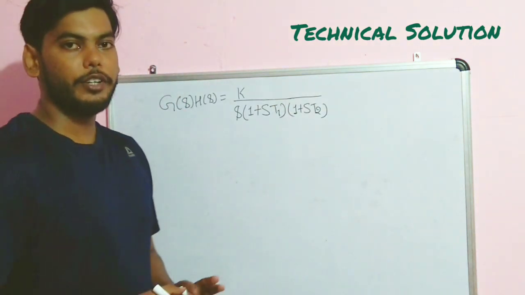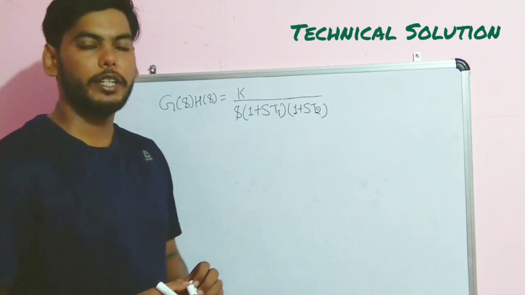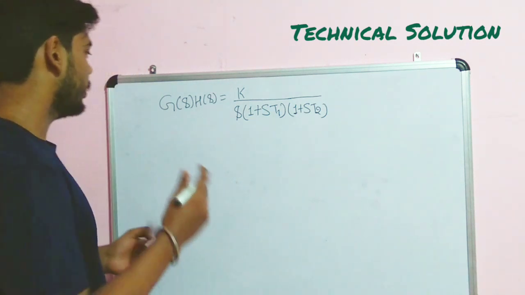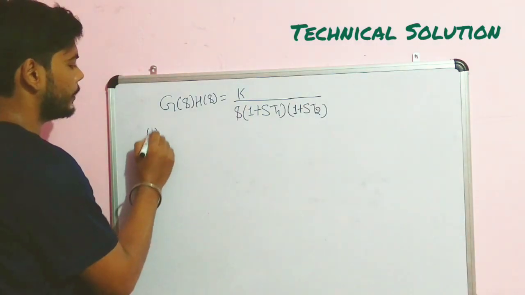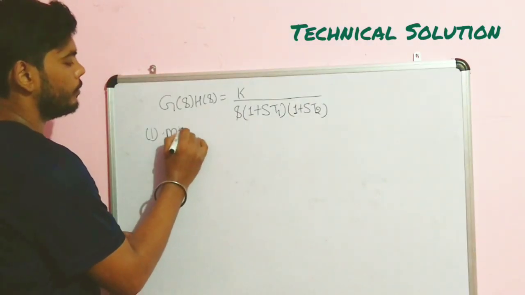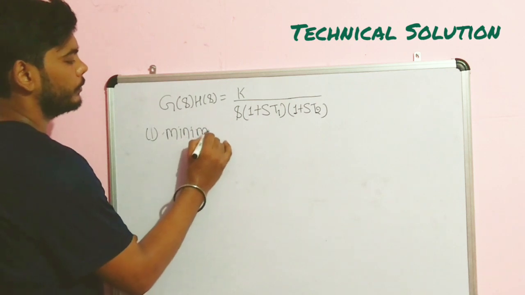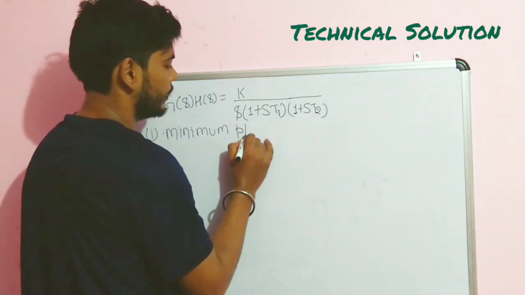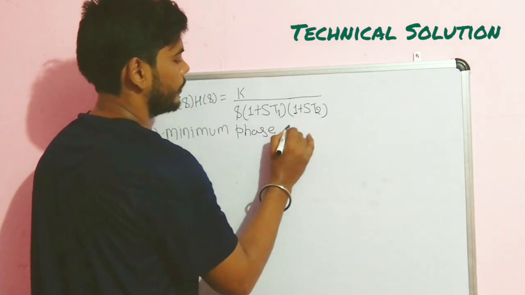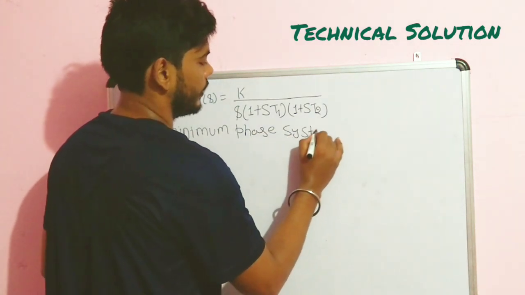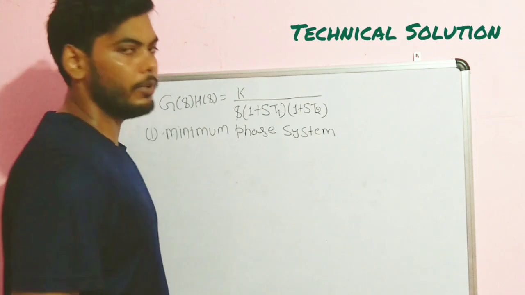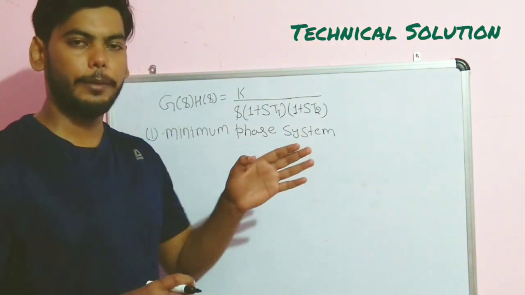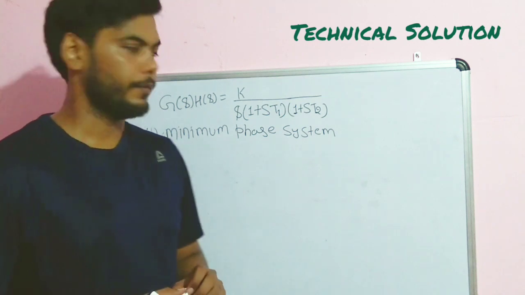Based on the finite zeros and poles, we have three systems. The first one is a minimum phase system. In a minimum phase system, all finite poles and zeros lie on the left half side of the s-plane.